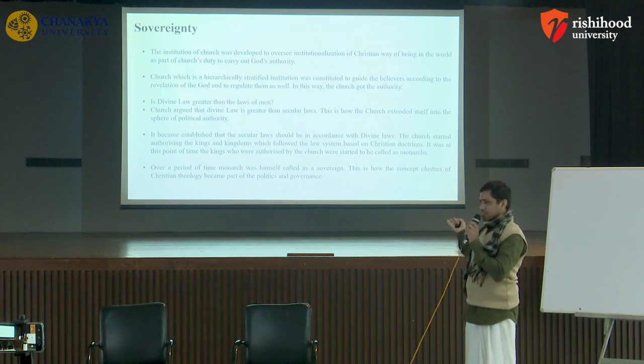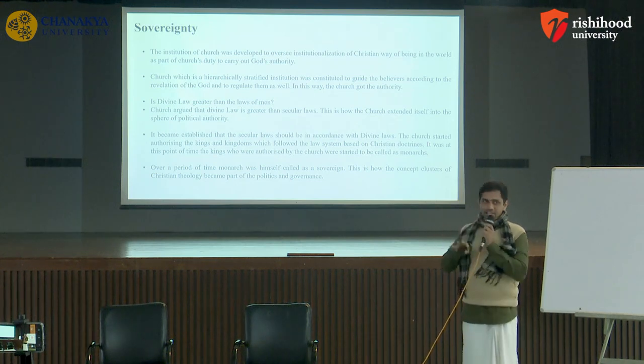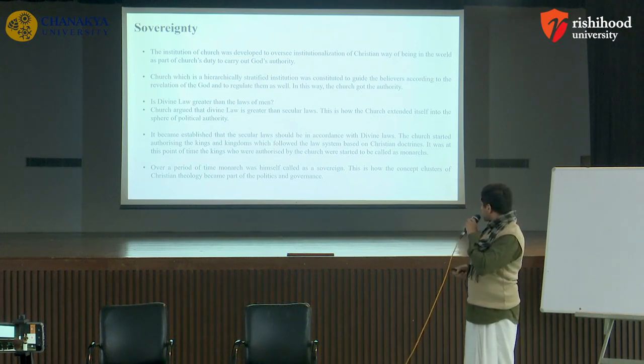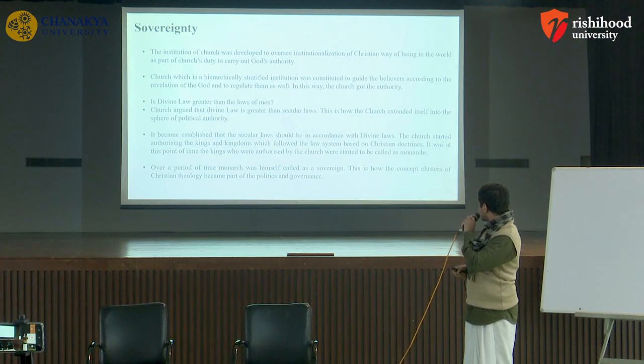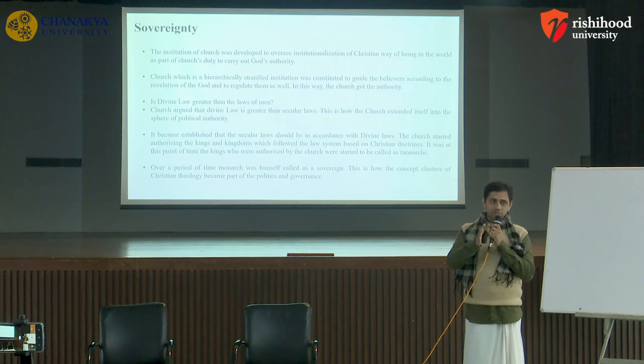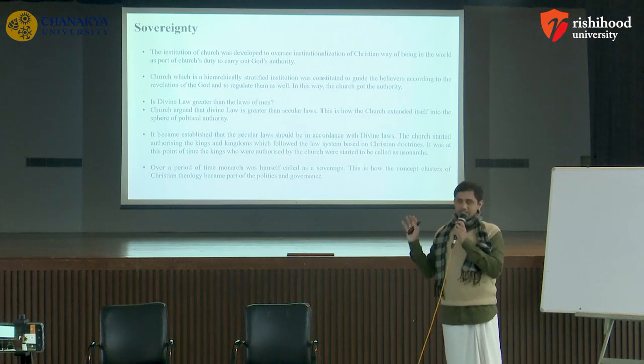Then there was a discussion in Europe: is divine law greater than the laws of men? Whether divine law is greater or secular laws are greater. The church argued that divine law is greater than secular laws. This is how the church extended itself into the sphere of political authority. Because of this discussion, the church became the highest authority to decide on everything, even on secular laws, because everything should be in accordance with Christian doctrines. Therefore, the church became the highest authority to decide everything.